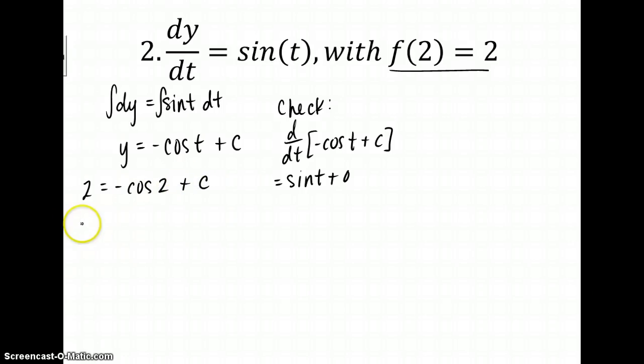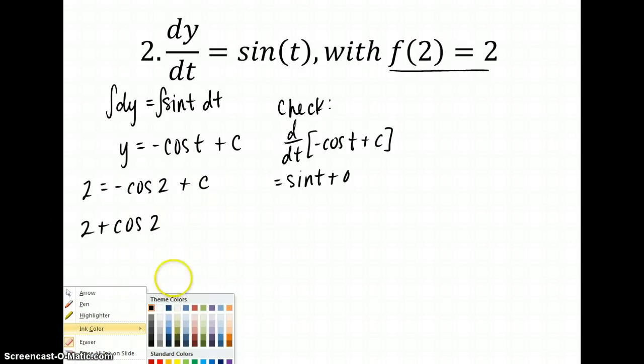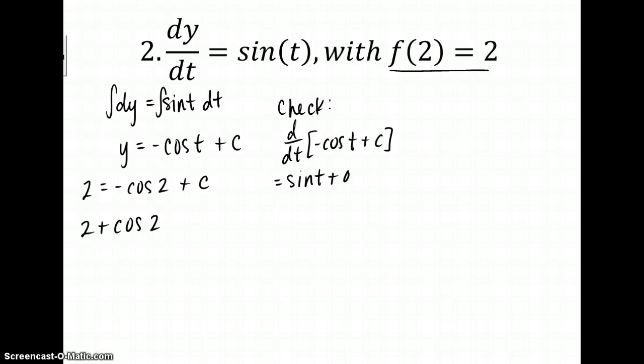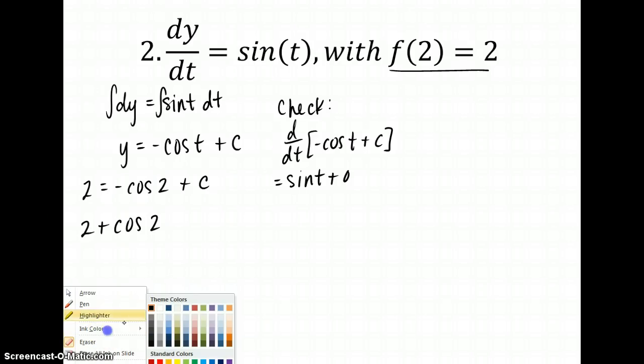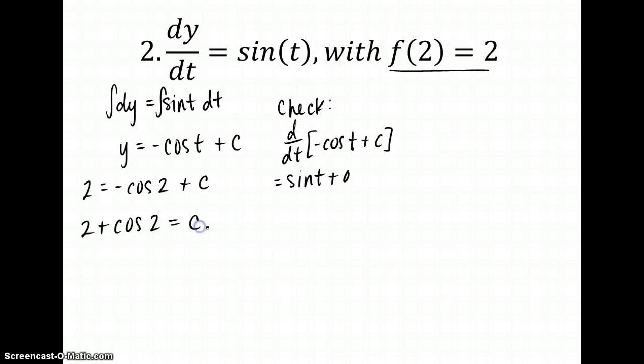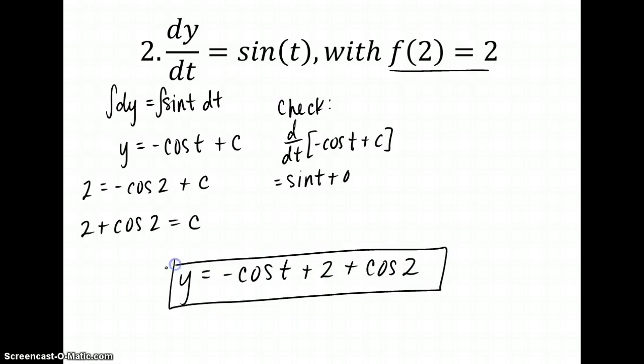You don't know what the cosine of 2 is. It doesn't really lend itself to a nice answer. But that's the value of c. So going back to the general solution and plugging in that value of c, we've seen this often. Trig doesn't always give us a nice answer, but it's an answer nonetheless.